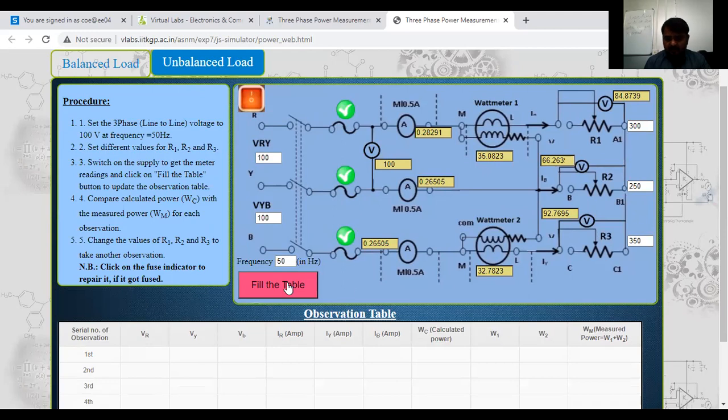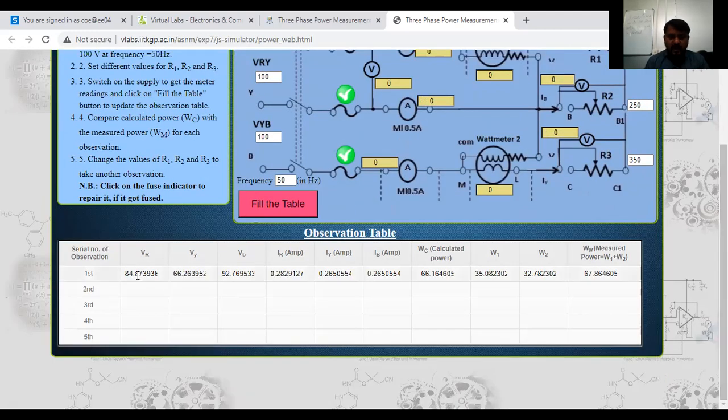I will fill the table. You will understand that one here. See here, VR equal to this one, Vy equal to this one, Vb. The R phase voltage is this one, Y phase voltage is 66, and B phase voltage is 92. The R phase current is 0.28, Y phase current is 0.26, B phase current is 0.26. Is there any difference here? No, not much difference. Same only. Yes. For the star connection, line current is equal to the phase current.